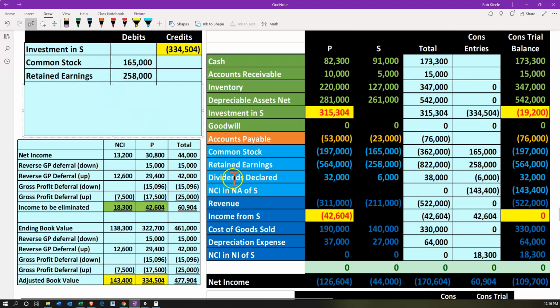Then we're going to go down to the retained earnings. So retained earnings had the 258,000 in it. We're going to remove it. We're going to debit it to make it go down. When we post that, as we have here, the 564,000 plus the 258 gives us the 822, minus the 258, back to basically P's portion, just like we've seen in prior problems. Then we have the dividends, 6,000. We're going to credit it to make it go down. So we have the 32,000 plus the 6,000 for 38,000. Then we credit the 6,000, bringing us back down to the 32,000.